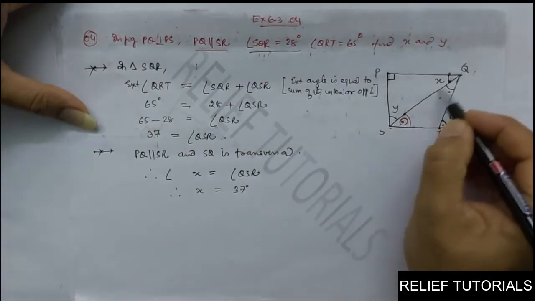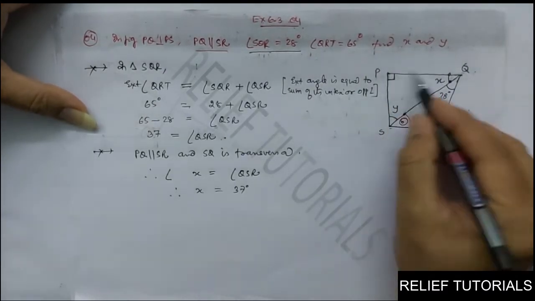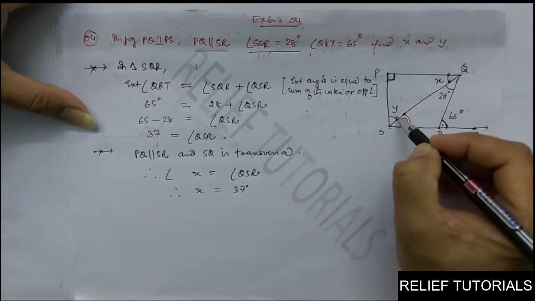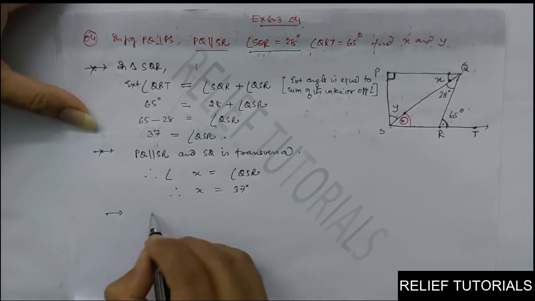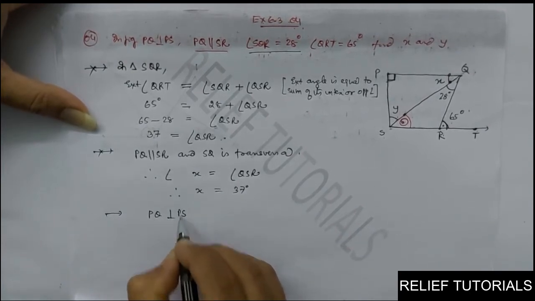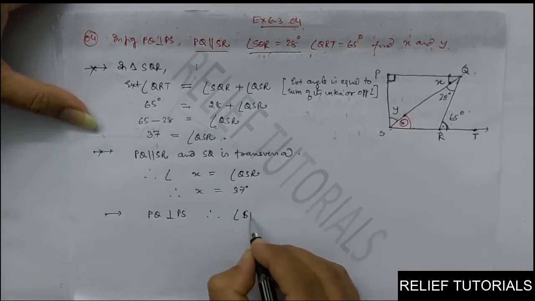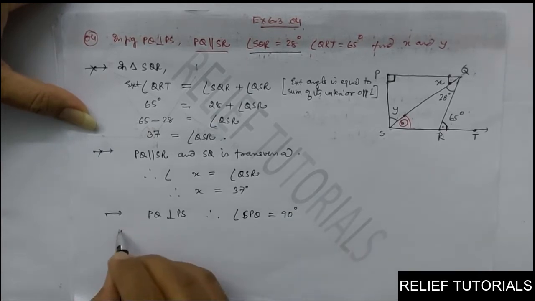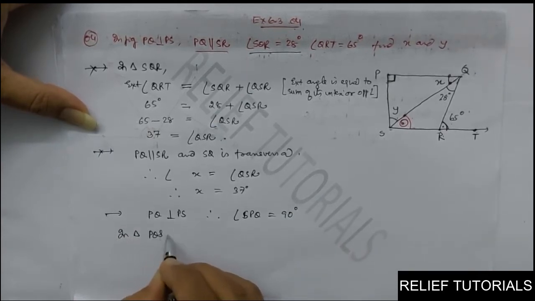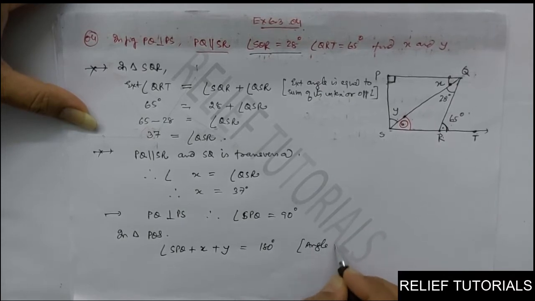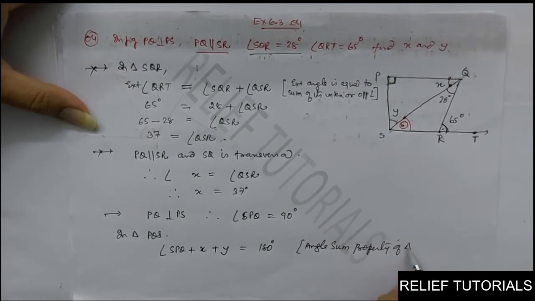Now look at this triangle PSQ. Here PS and PQ are perpendicular, so this is 90 degrees. This is 37 degrees, so we can find the third angle of the triangle by the angle sum property. PQ is perpendicular to PS, therefore angle SPQ is equal to 90 degrees. Now in triangle PQS, angle SPQ plus X plus Y is equal to 180 degrees. You can say angle sum property of triangle.